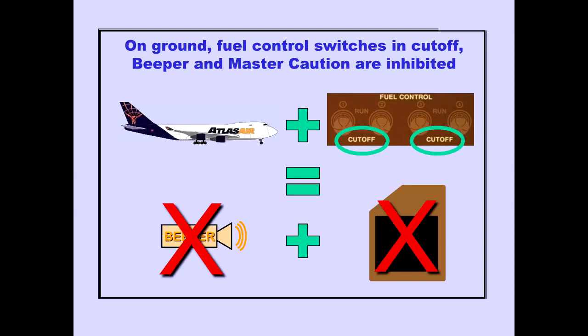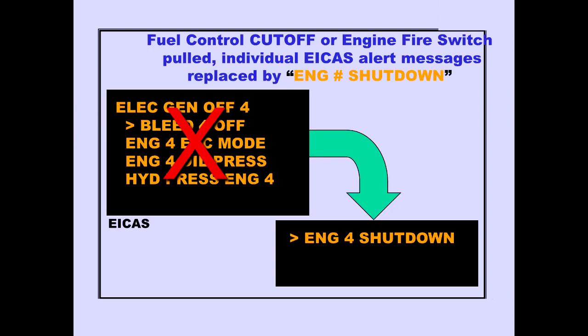When the airplane is on the ground and all fuel control switches are in cutoff, the beeper and the master caution lights are inhibited for all EICAS caution messages. When the fuel control switch is in cutoff, or the engine fire switch is pulled out, individual EICAS alert messages are replaced by the EICAS message, engine shutdown. This prevents an engine shutdown from filling the display with inappropriate messages.